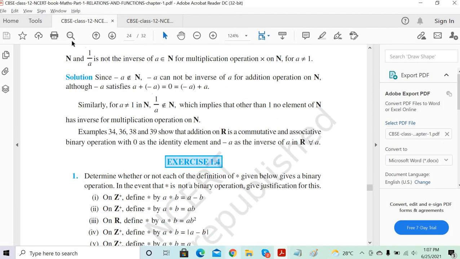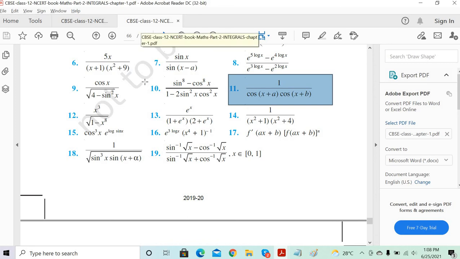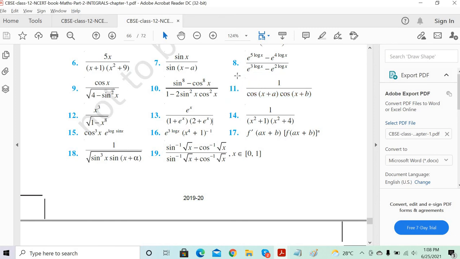Show that minus a is not the inverse of a belonging to N under plus on N. Vijay, I got the 10th one's answer. Yes, I got it. Excellent, superb. Any questions, any doubts? No, sir. Clear. Okay, go to question number 11. We have done this in the previous exercise also. Remember that? 1 by x cos x plus a. Yes, sir, I remember this one.